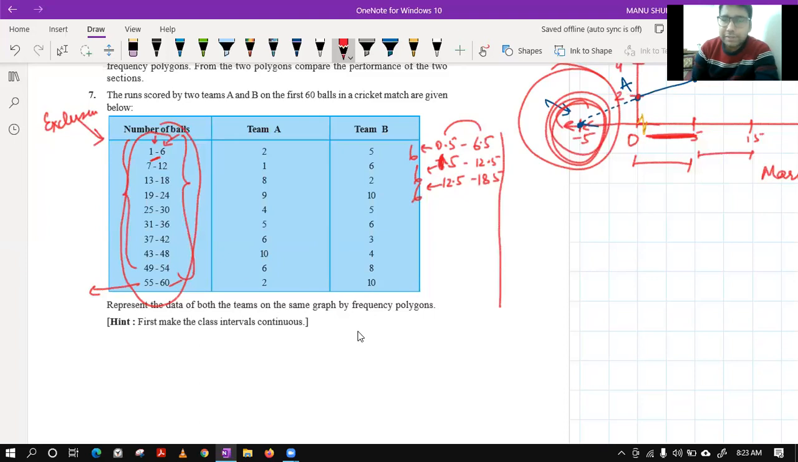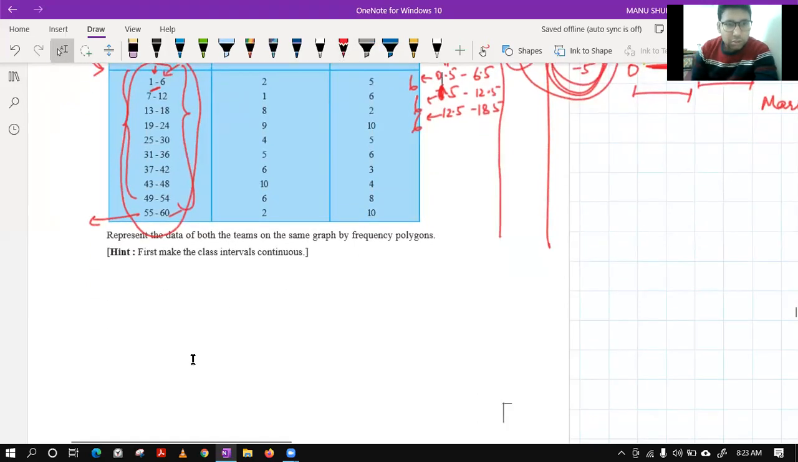So we have got that second case only. Directly you have to place these values of team A and team B. Before that, you can find the class marks also by adding these two values and dividing by 2. Question number 7 is done. Okay, a hint also is given to you. First, make the class intervals continuous.